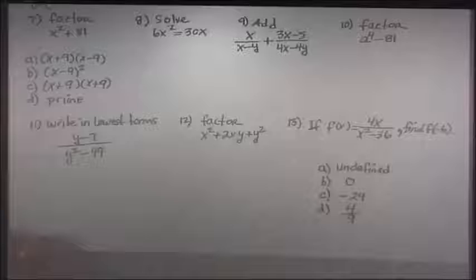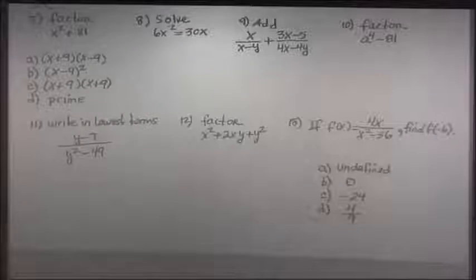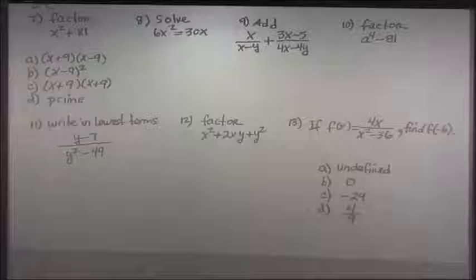Here's 7 through 13. We have multiple choice selections for number 7 and number 13. Number 7 says factor x squared plus 81. What is wrong with this problem? The plus sign. Is it a difference of 2 squares? No. Always check. Again, the first thing you should ask is, do they have anything in common that we could take out? That was our first question. They did not have anything in common.